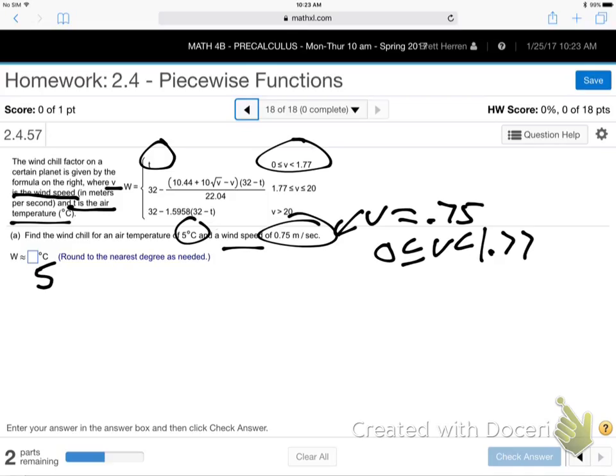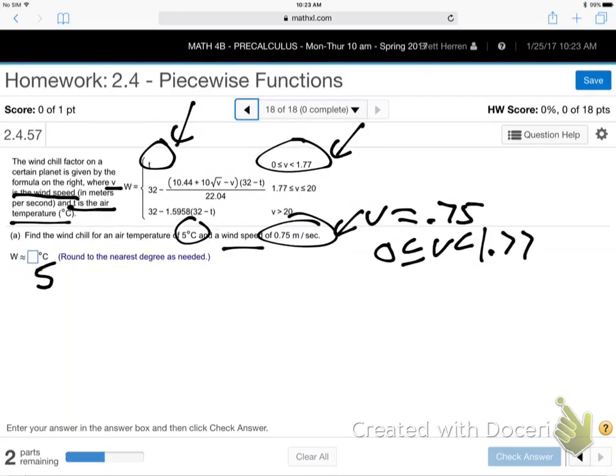See how I followed the yellow brick road there? I just did what it said. It said, if you've got a V that's between 0 and 1.77, the air temp is just the air temp. In other words, the wind's not blowing hard enough to make any difference. It's just the normal temperature. It's just 5 degrees. Good so far? Now that's part A. That was nice, but I don't think parts B and C are as user-friendly.